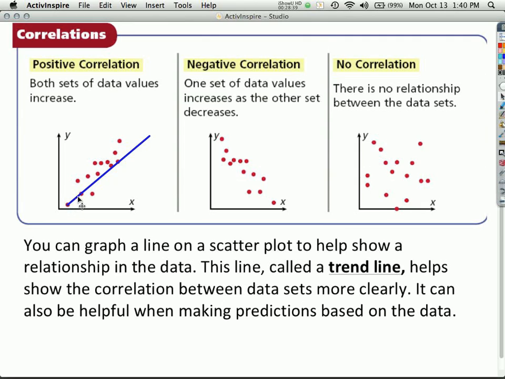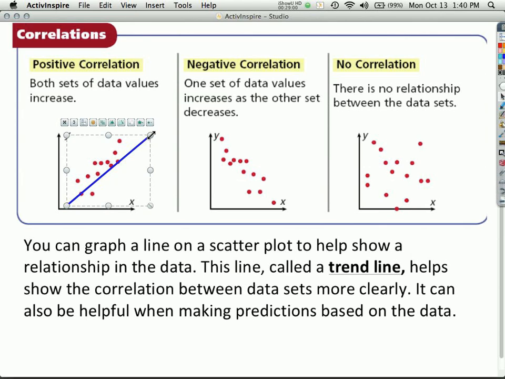It's passing through 1, 2, 3 points. But look at how many I have below the line. 1. And look at how many I have above the line. 1, 2, 3, 4, 5, 6, 7, 8, 9. I have way more points above the line than below, so the line is not a good fit.